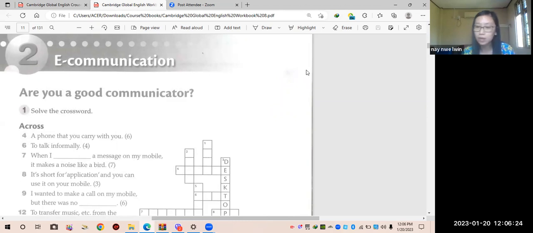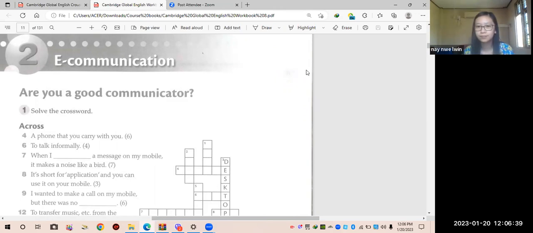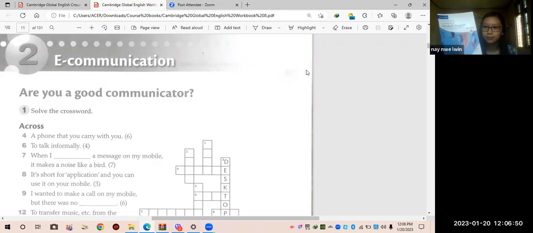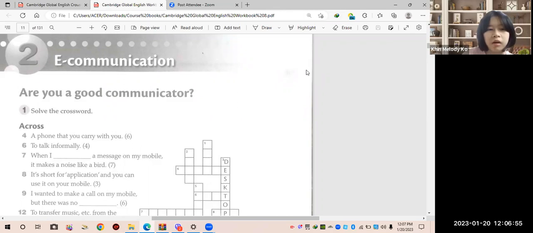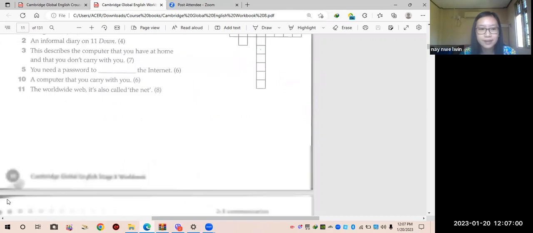So either we have finished everything or unit 2 last week, right? Not last week, actually, last Wednesday, right? So we'll take the Global English 8 workbook to make sure you understand all the grammar rules or not. The page number is 10.